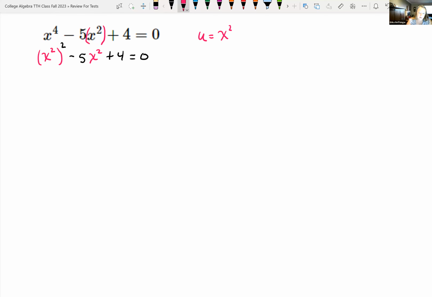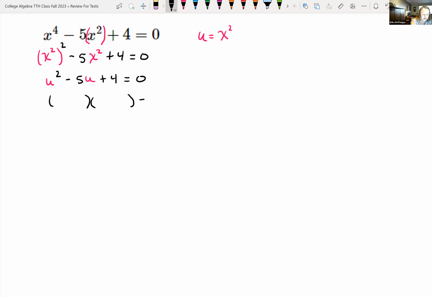So let's go in and replace x squared with u. And now we have u squared minus 5u plus 4 equals 0.